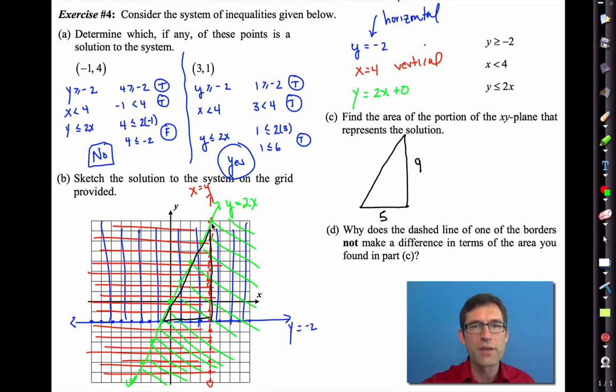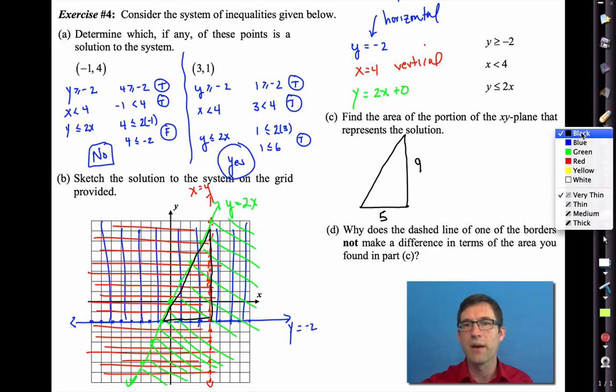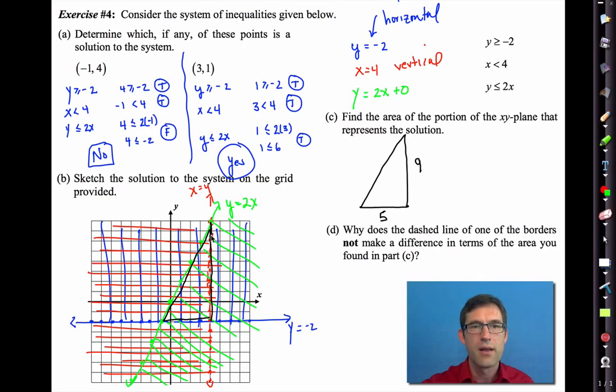Oh no, we're all the way up to here. All the way up to here. That was my mistake. Sorry about that. Yeah, the solution set extends all the way up there, so it's not 9, it's 10. So the area will be base times height divided by 2. So obviously 50 divided by 2 gives us an area of 25.